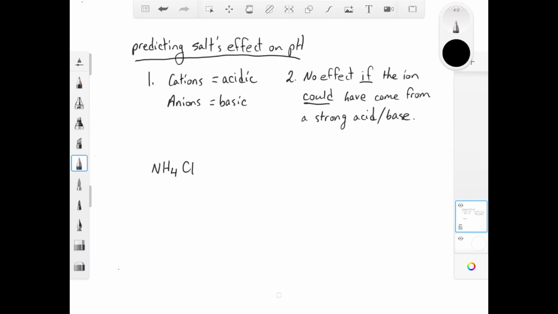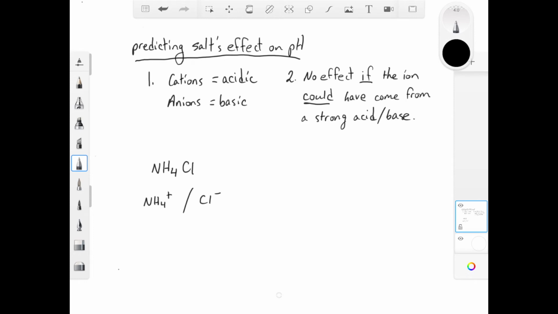Our first example is NH4Cl. NH4Cl is a salt. If you put it into water, it will split up into its ions. Those ions are NH4 plus and Cl minus. And we can use our rules to determine whether or not the whole thing will be acidic or basic. So using rule number 1, cations are acidic, anions are basic. We have a cation, we have an anion, so we have one part that's acidic and one part that's basic. So it's really kind of hard to tell whether or not the overall solution will be acidic or basic.